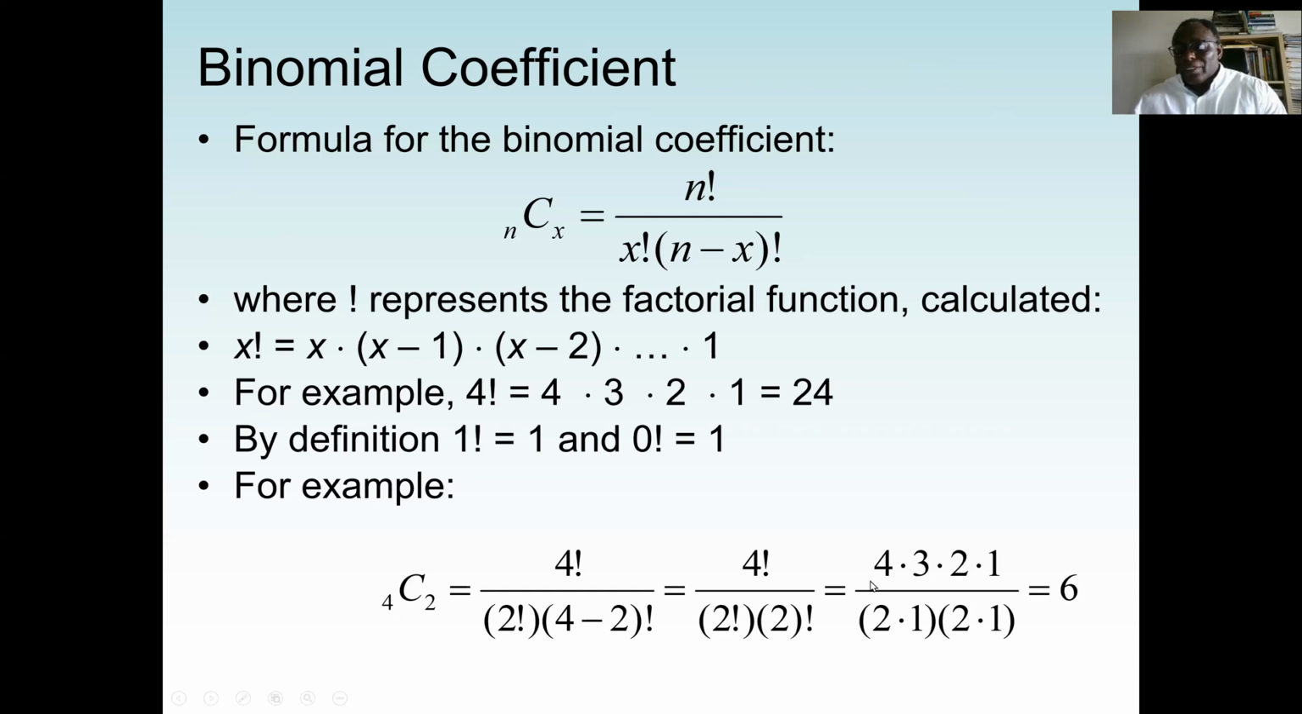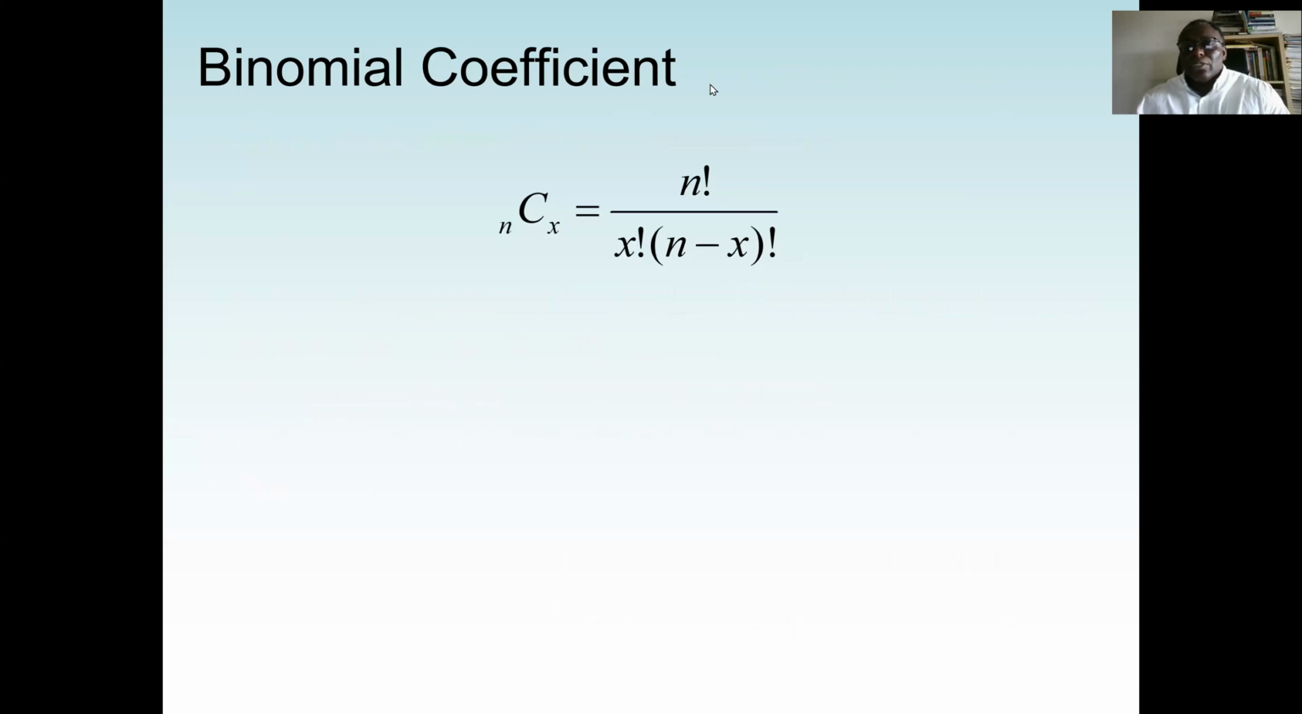Again, we can write it in increasing order, so 4 factorial can be 1 times 2 times 3 times 4 also. Here we can say 2 times 2 is 4, so down here we have 4. That can cancel the 4 at the top. Then we are left with 3 times 2 times 1, which will give us 6. So this is the formula again: the binomial coefficient of n and x is n factorial divided by x factorial times n minus x factorial.